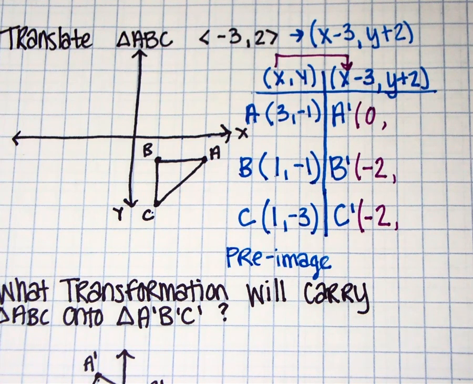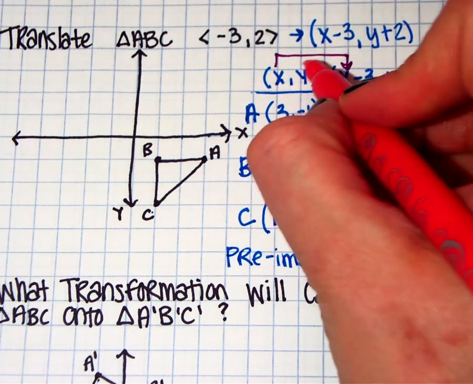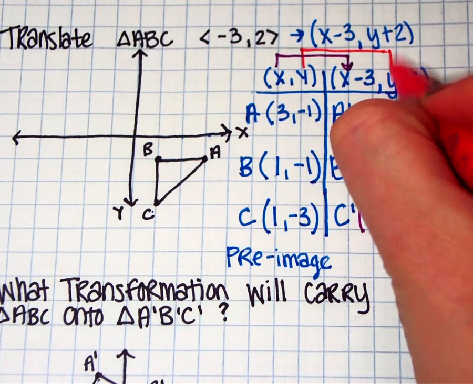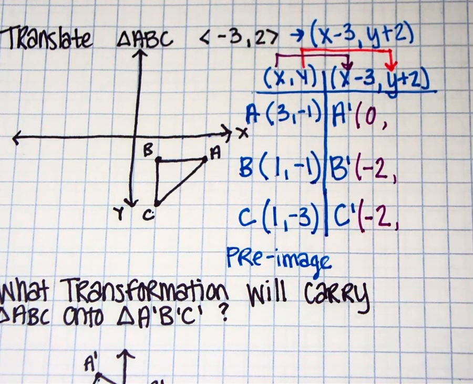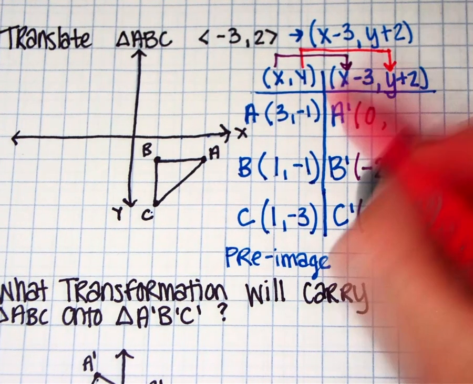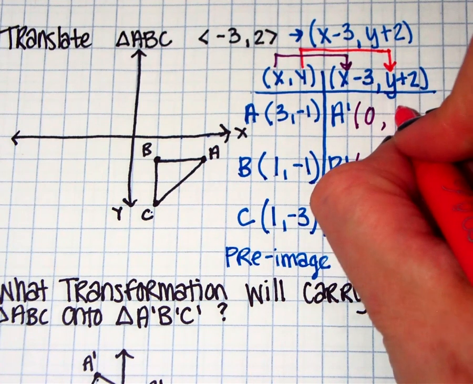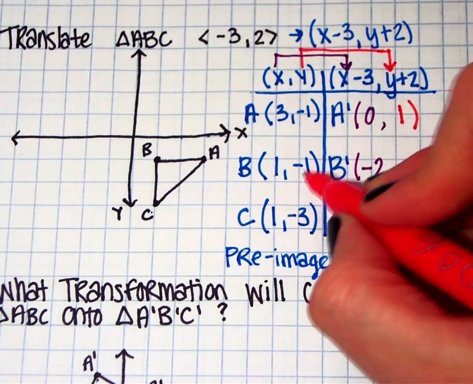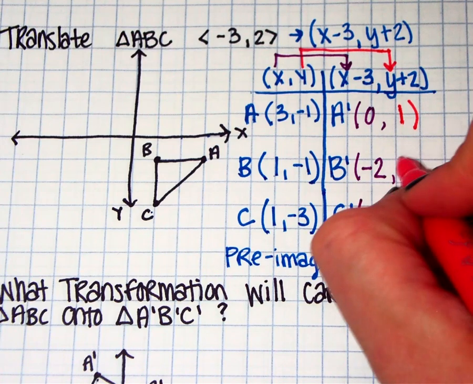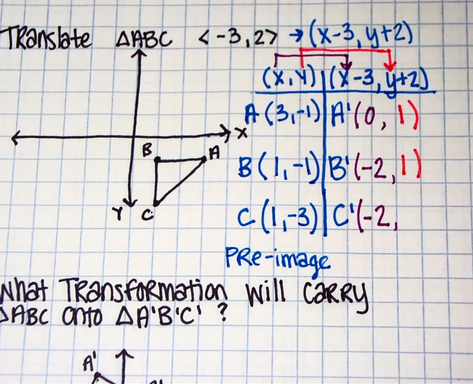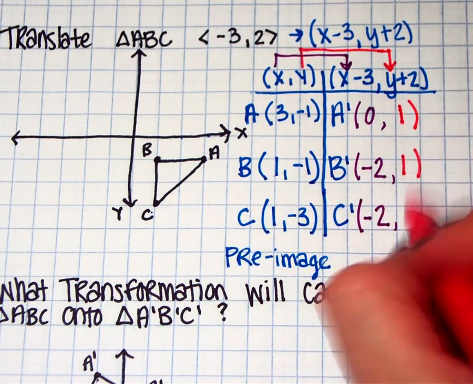All right, lastly, we're going to take all these Y values now, and all those Y values just get 2 added to them. So this becomes negative 1 plus 2 for positive 1, negative 1 again plus 2 for another positive 1, and negative 3 plus 2 for negative 1.